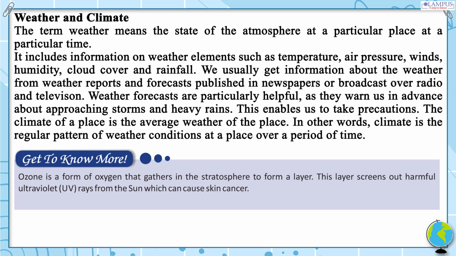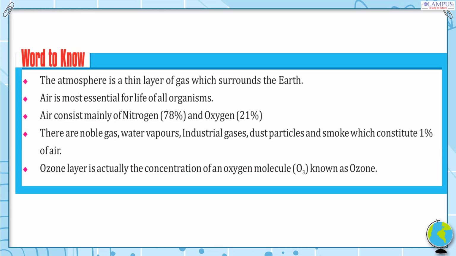Word to know. The atmosphere is a thin layer of gas which surrounds the earth. Air is most essential for the life of all organisms. Air consists mainly of nitrogen 78% and oxygen 21%. There are noble gases, water vapors, industrial gases, dust particles and smoke which constitute 1% of air. The ozone layer is actually a concentration of an oxygen molecule, O3, known as ozone.